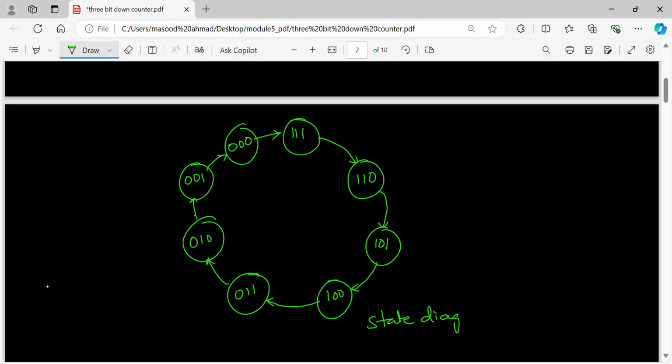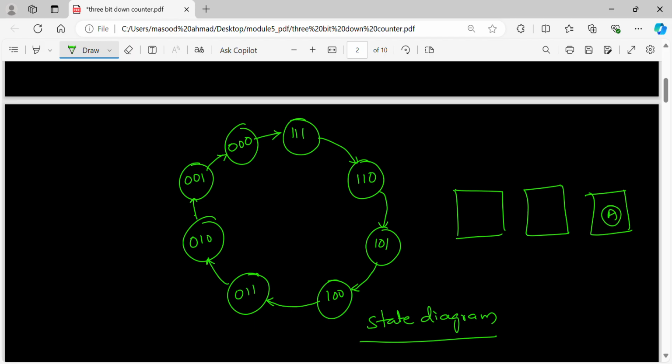This state diagram is giving us information on how the states are changing in the flip-flops. How many flip-flops? 3 flip-flops. Flip-flops A, B, C. Let's say this is A, this is B, and this is C. From these flip-flops there are inputs and there are outputs. This input I call TC, this I call TB, and this I call TA. What is available as outputs is QA, QB, QC.